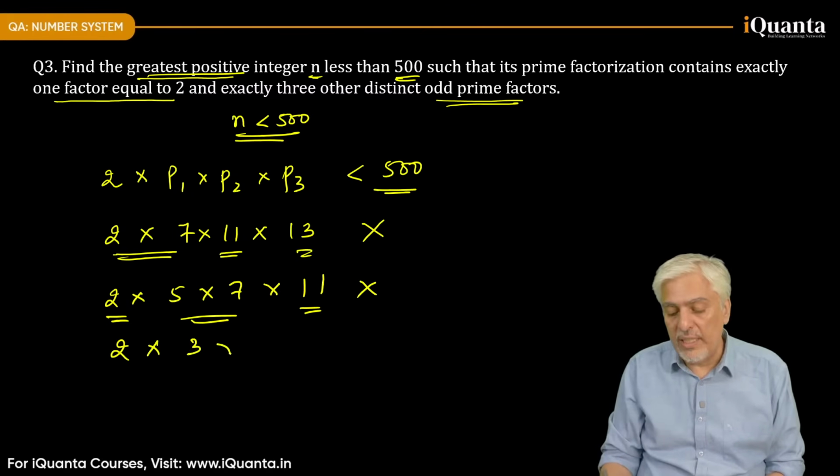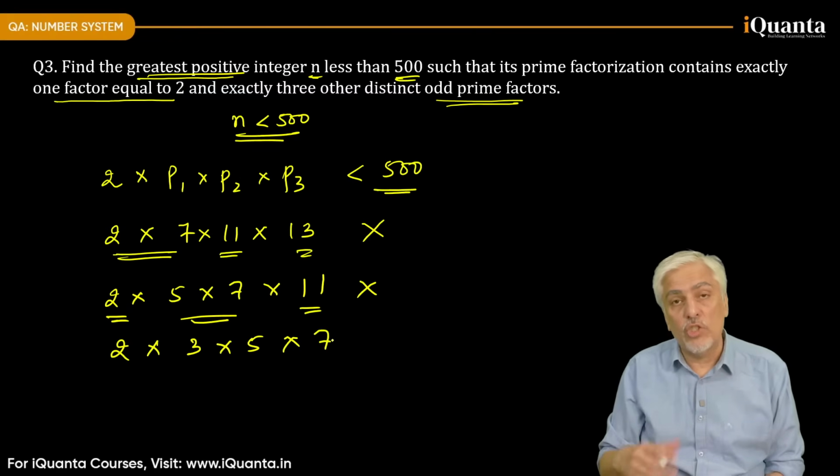So 3, 5. Consecutive is not necessary, because we want the biggest one.